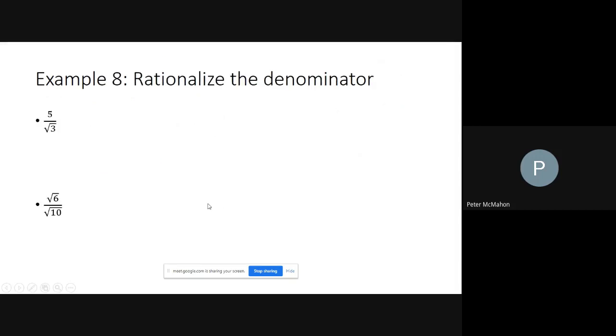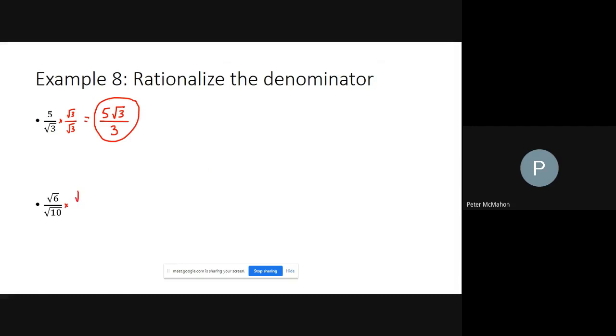So example 8 says rationalize the denominator. What I'm going to do over here is multiply the top and the bottom times root 3. And that gives me root 3 times root 3, which is root 9, and the square root of 9 is 3. And that means we have a 5 root 3 in the numerator. I know this does not look simpler, but we have a rational denominator. This is now a rational number, not an irrational number. So this is the standard called rationalizing the denominator. This is how we do it.